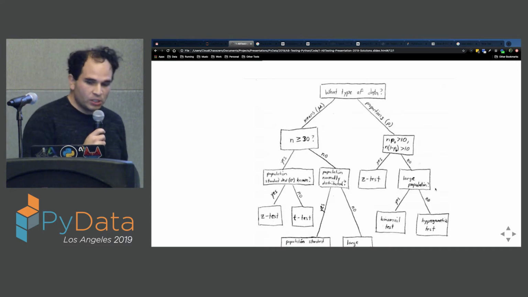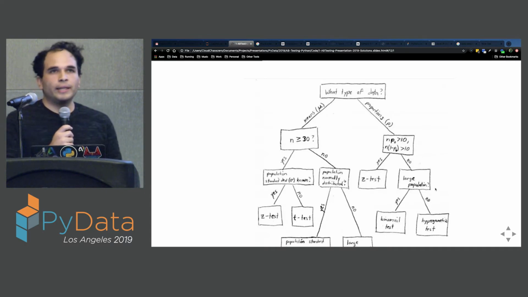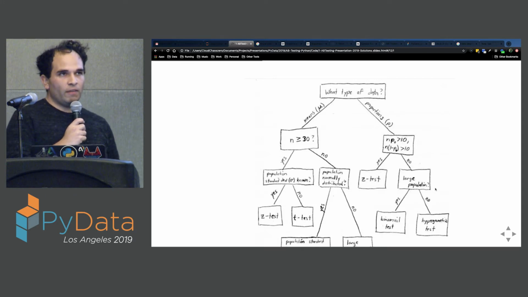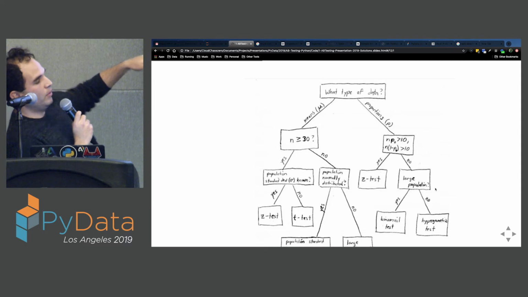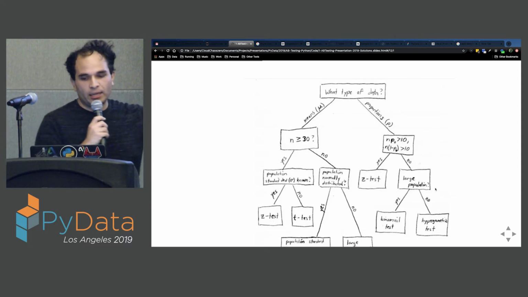So the source is just grabbed from an online PDF file from an academic website. The source is kind of hidden. If you look in the Jupyter Notebook, you'll see a hyperlink to that.